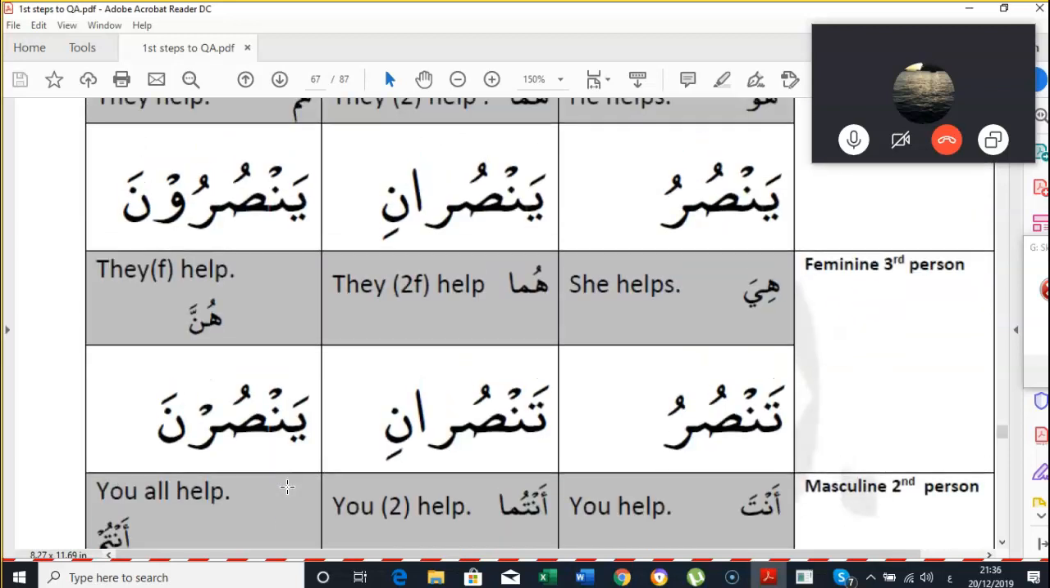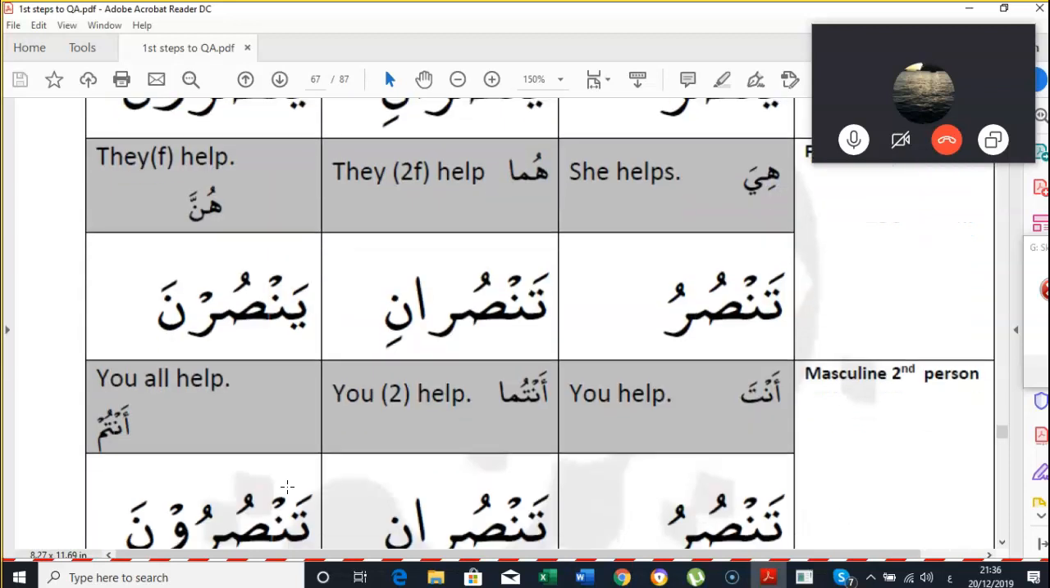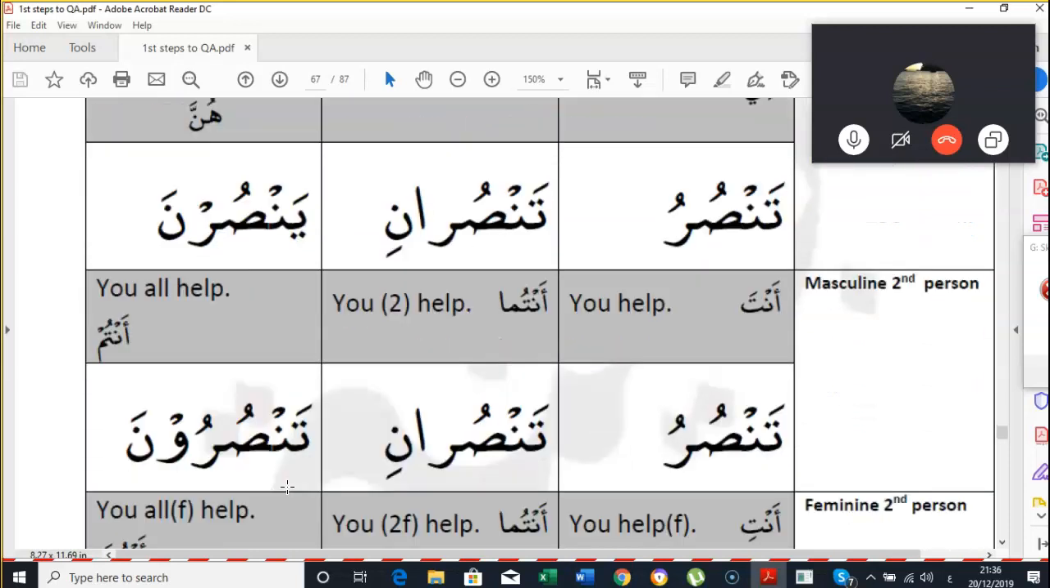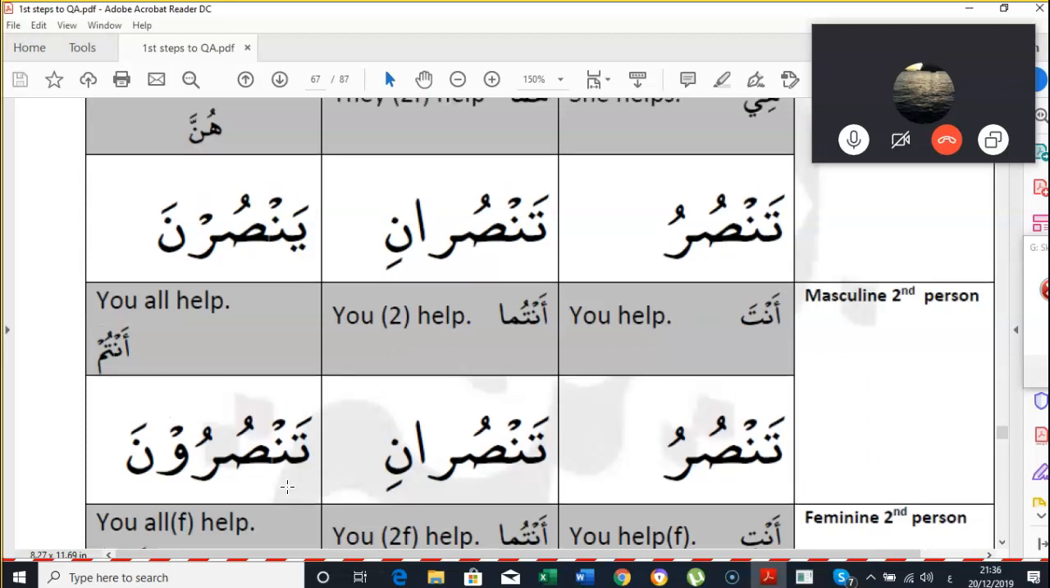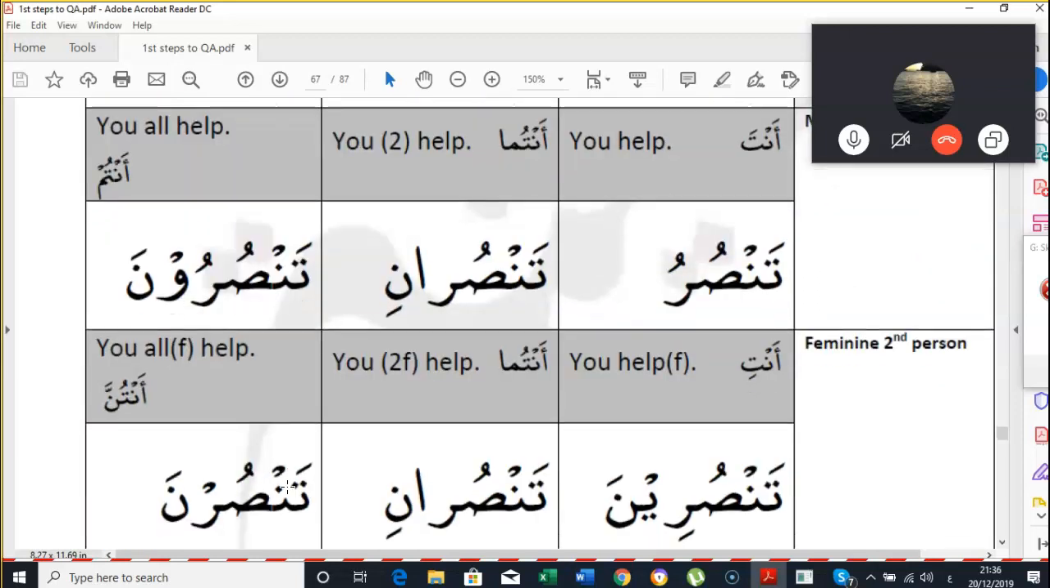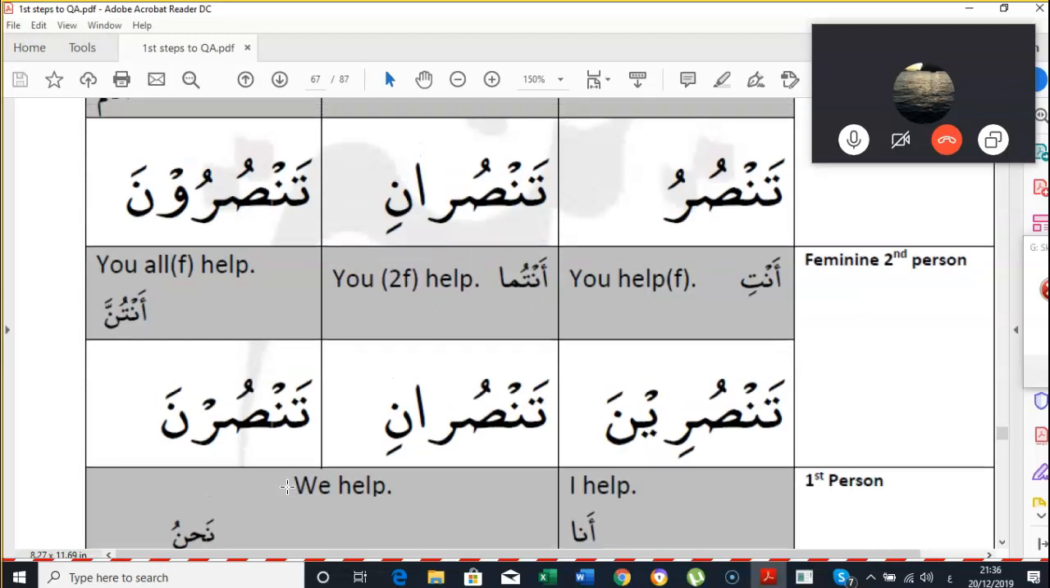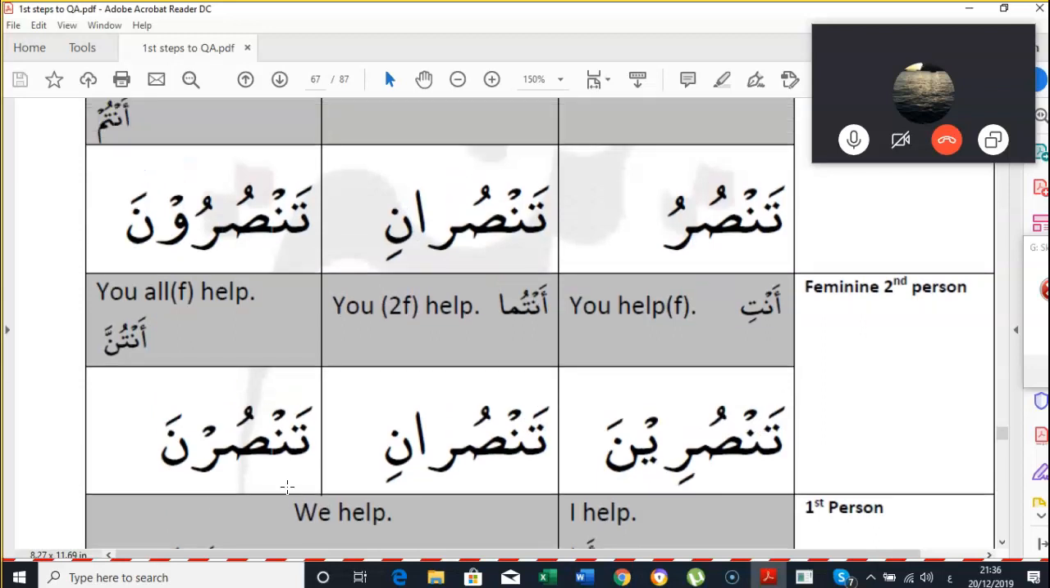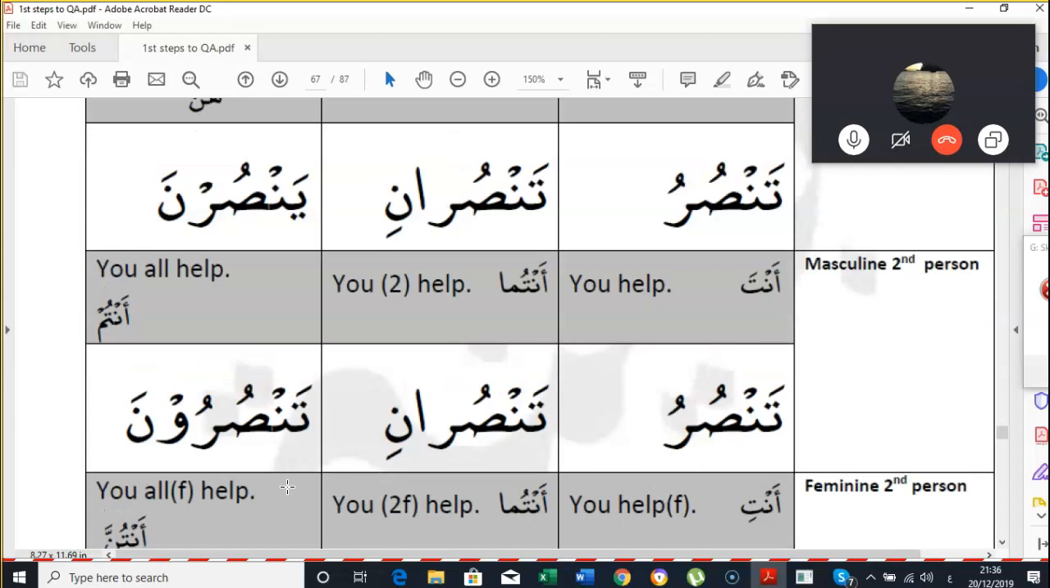Okay, so the question is that the hiya version is what? Tansuru. The anta version is also tansuru. How do you know the difference? Context. And it's the same for the pairs as well. Tansurani, tansurani. The pairs are all like that. So that's good. You're picking up patterns, which will help you.